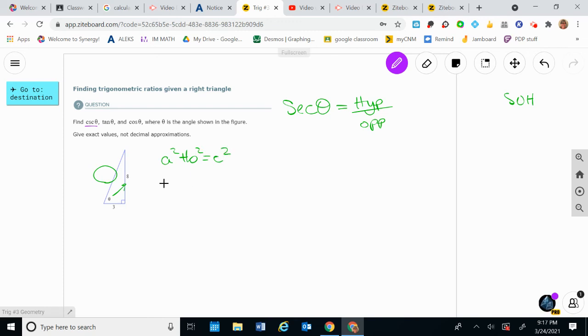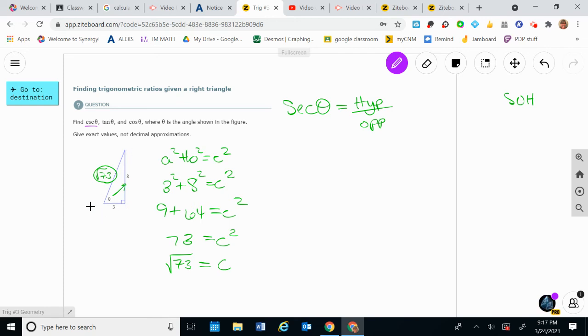So you've got 3 squared plus 8 squared equals c squared. 9 plus 64 equals c squared. 9 plus 64 is 73, equals c squared. So c is equal to the square root of 73. And you guys, we can't simplify it like we did yesterday in class. 73, I believe, might be just prime. So this is the square root of 73.